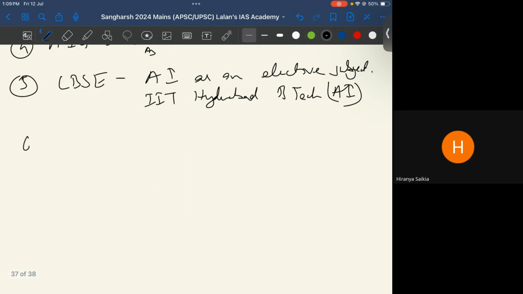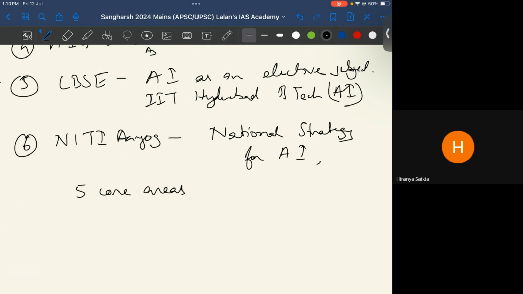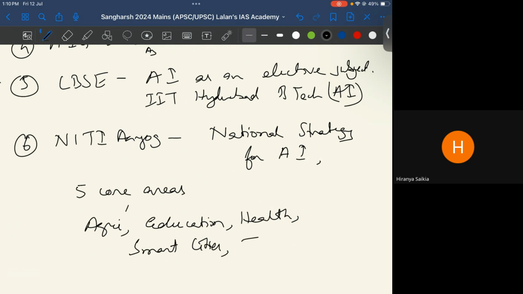তাৰপিছত নীতি আয়োগৰ 6 নম্বৰত আমি লিখিব পাৰো নীতি আয়োগৰ it has a national strategy for AI. Tate it has identified 5 core areas. It is agriculture, education, health, smart cities, or transport. These are the key areas where work need to go on.